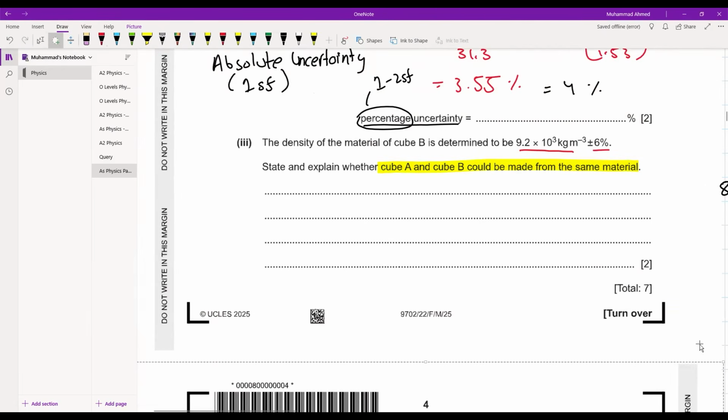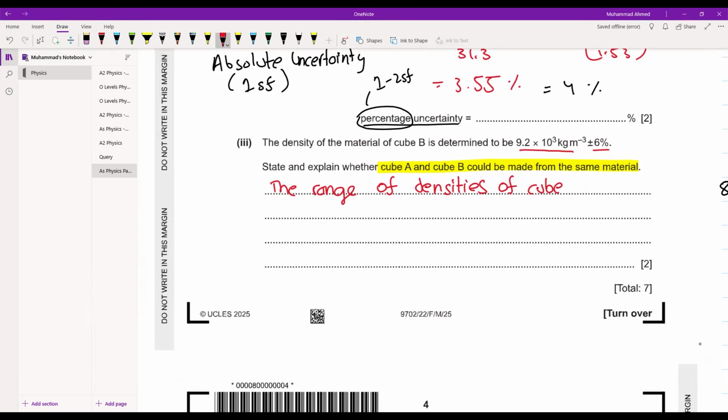You can say the range of densities of cube A and B overlap. Hence, they could be made of the same material. Simple.